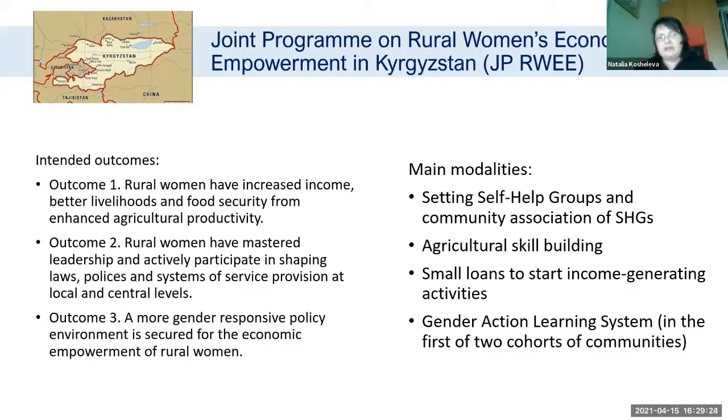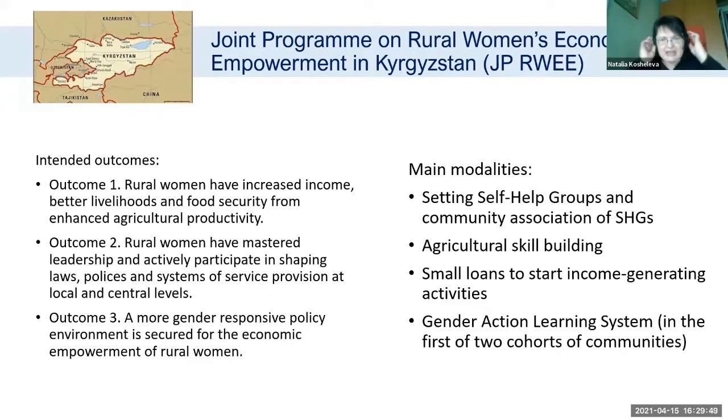Most of the work was done on the community level, and the main modalities used by the program were setting up self-help groups and then joining them into community associations. Women were provided training on agricultural and economic skills. Also, some of them were given small loans to start their own income generating activities.